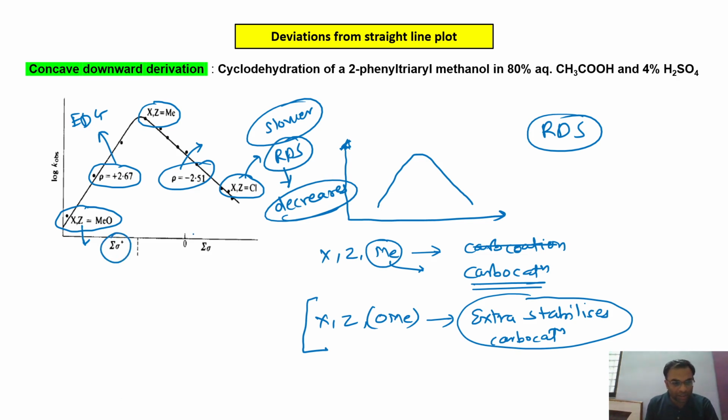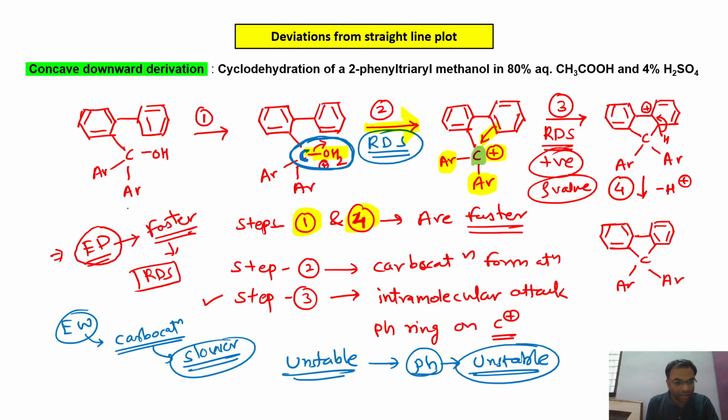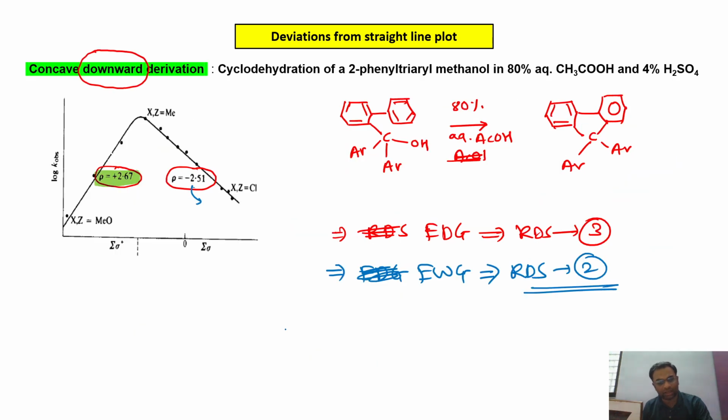The summation sigma plus and summation sigma minus indicate that, as here two methoxy groups are present on two sides, that is on this aryl group as well as on this aryl group, therefore here we have two substituent constants, which is denoted by summation. This is about what I discussed about this graph. Okay, thank you.